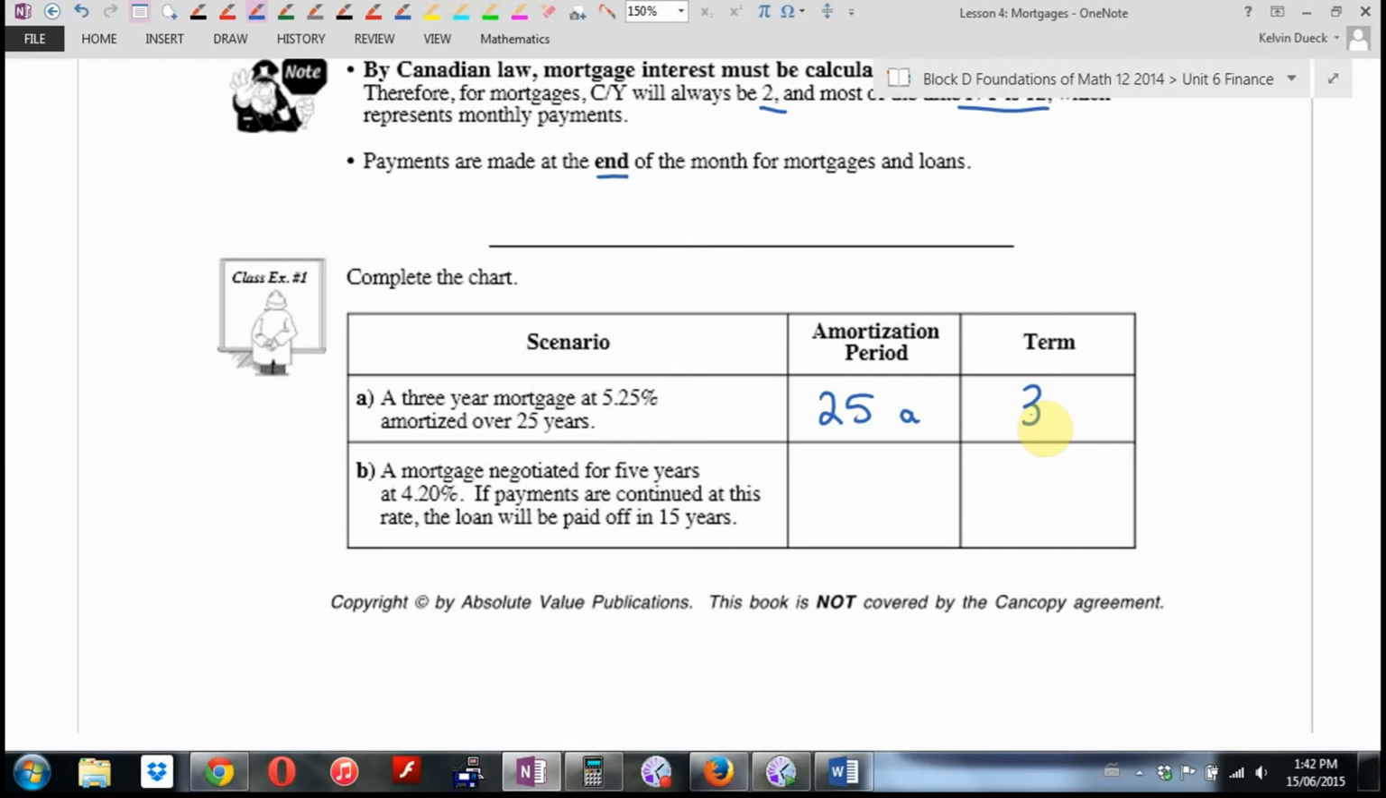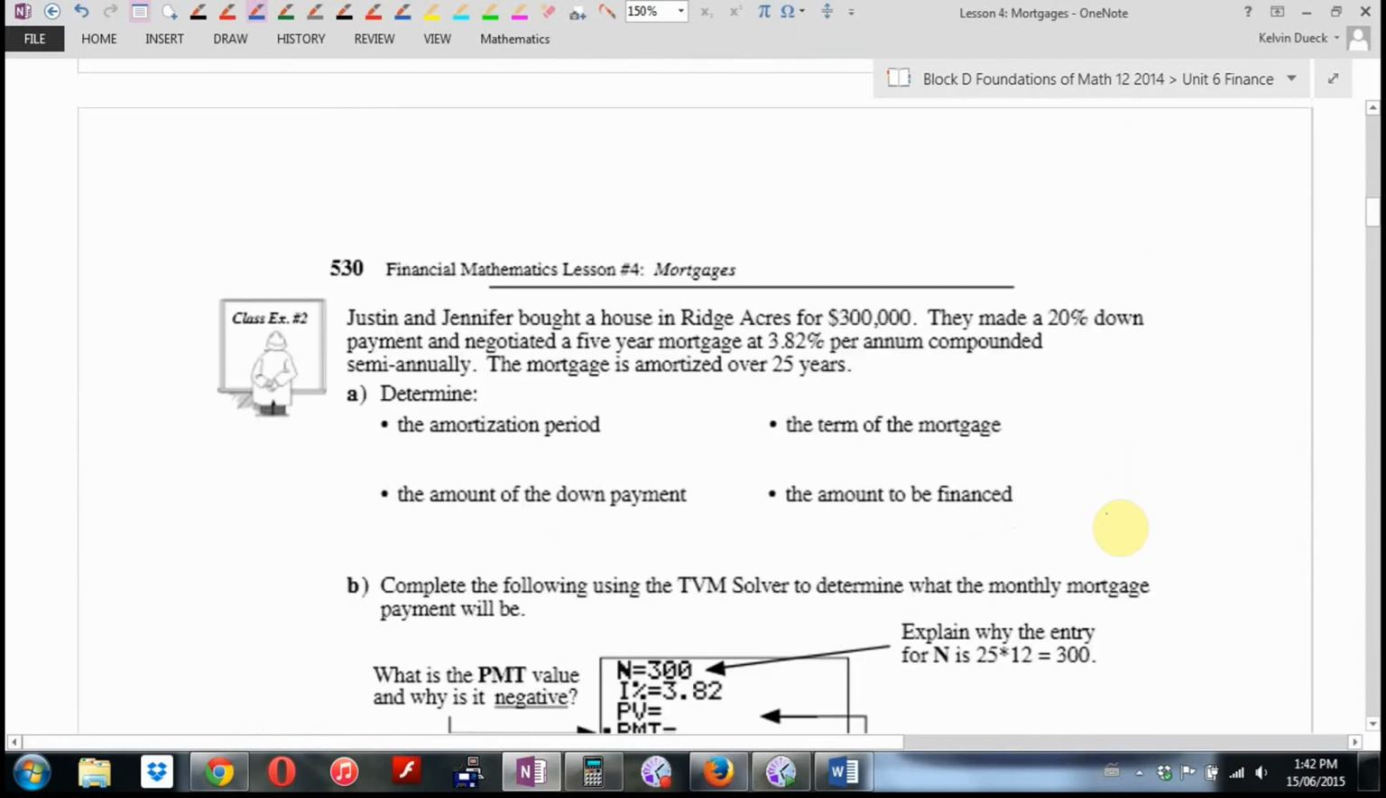What's the amortization period for B? A mortgage negotiated for 5 years at 4.2%. If payments are continued at this rate, the loan will be paid off in 15 years. The amortization period is 15 years. The term is 5. So let's run some numbers.